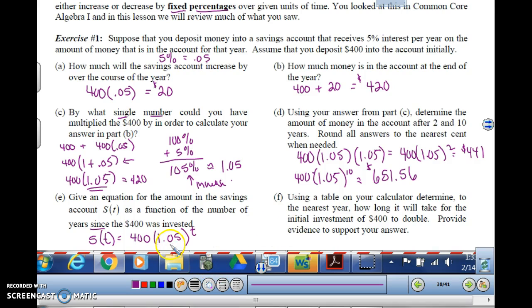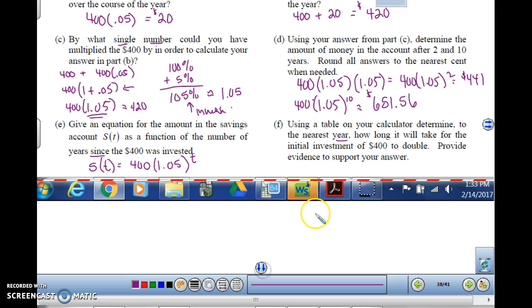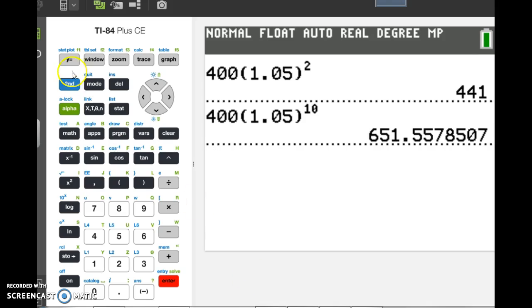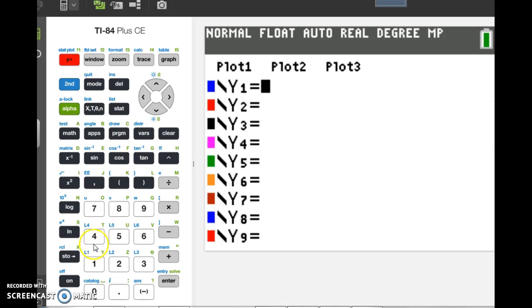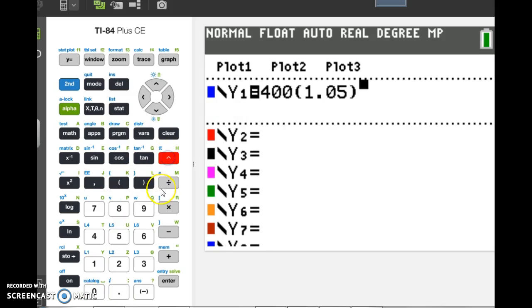So now that we have that function, using a table on your calculator, determine to the nearest year how long it will take for the initial investment of $400 to double. Provide evidence to support your answer. Okay, so I'm going to use my table on my calculator. I'm going to go to y equals. I'm going to put in 400 times 1.05 raised to the, we're going to use x instead of t, but that's okay.